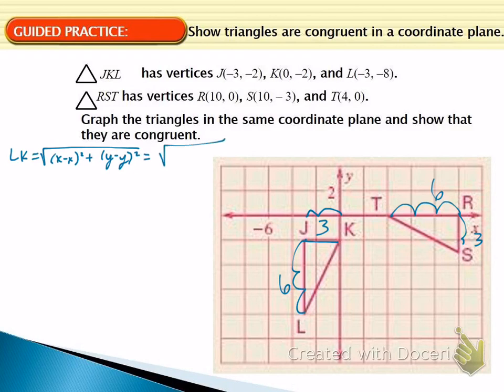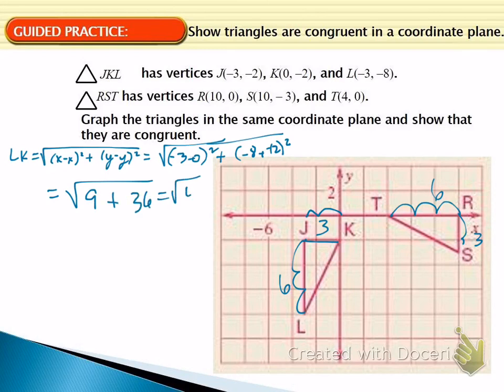So the x's for L and K are -3 and 0. The y's are -8 and -2. -3 minus 0 is -3. -3 squared is 9. -8 plus 2 is -6. -6 squared is 36. So we get 45. Reduce that down to the 3 square root of 5.